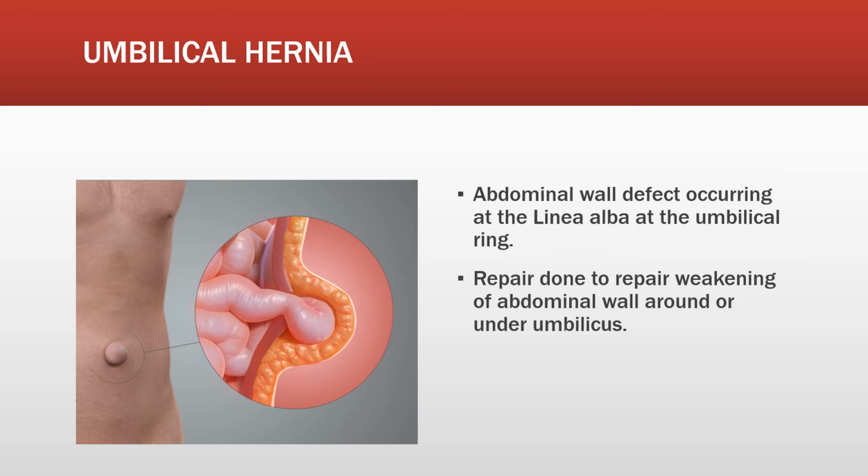Right, with umbilical hernias. This is an abdominal wall defect that occurs at that linea alba, so our midline, at the umbilical ring. Okay, the repair is done again to repair the weakening of that abdominal wall, usually around or under the umbilicus. So we can see here this patient has a pretty significant umbilical hernia, and what happens here is that our viscera is protruding through that defect in the abdominal wall, and that's what's causing this hernia here.